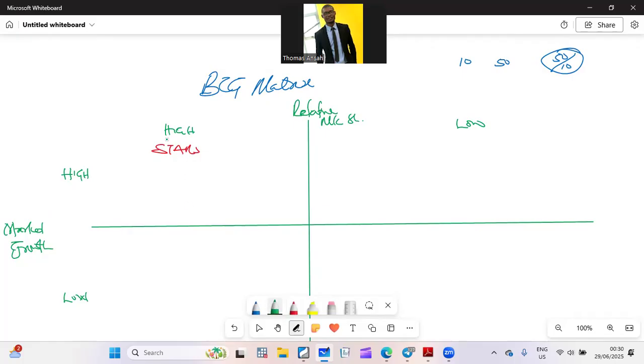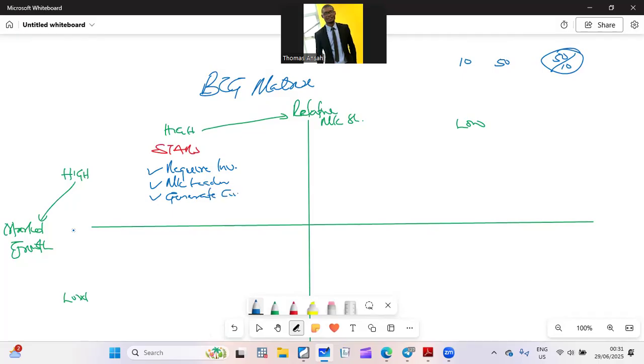And so what do you do? High market share with high growth rate. You require heavy investment to be market leaders. Okay, so that is that. You are market leaders, and it generates cash. These ones generate cash for you.